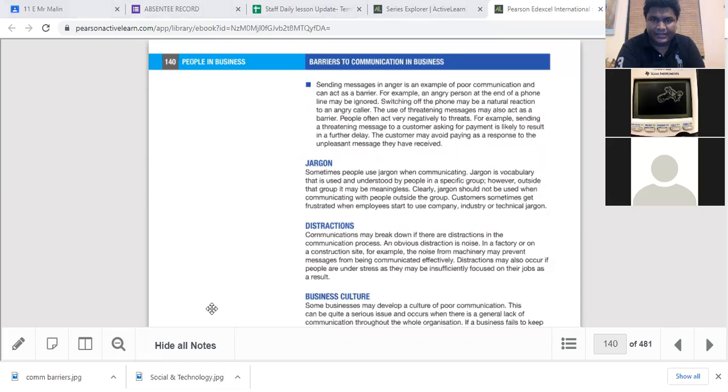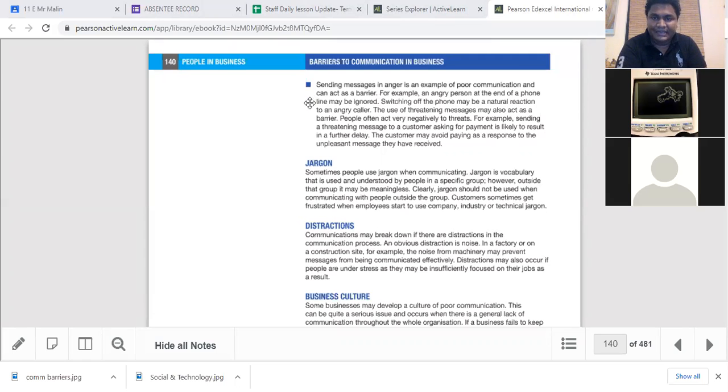And the next one, you can see, is sending messages. Another thing we are talking about is the problem, the lack of skill with the senders. You can see sending messages in anger, right? You're showing your emotions in the message, sometimes anger, sometimes other emotions. So anger is an example of poor communication. It can act as a barrier.